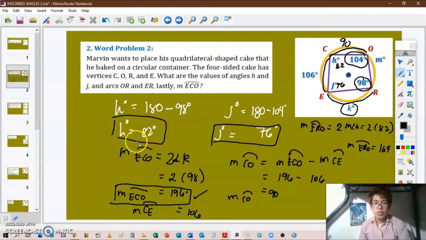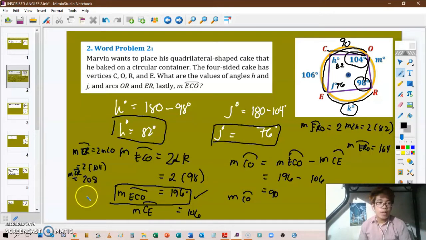So this is going to give us the measurement of arc CR, which is equal to 2 times the measurement of angle O. So it's going to give us 2 times 104, which gives us 208. So the measurement of arc CR is 208.